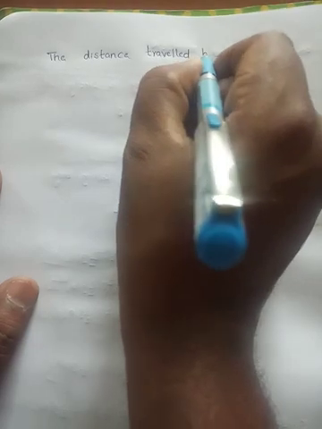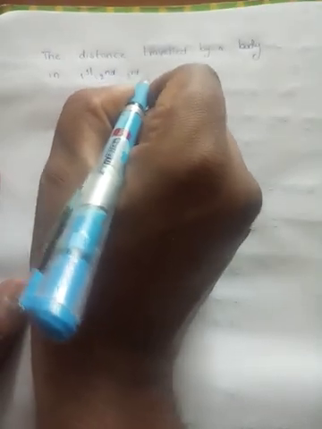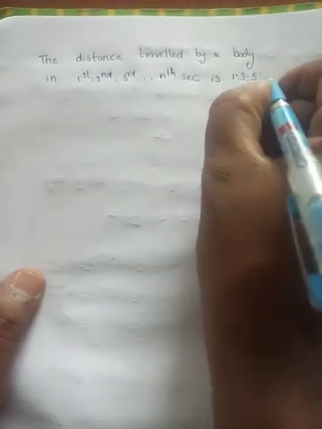Next, the same concept can be applicable for distance travelled by a body in nth second. Let us apply for that one. Same thing: the distance travelled by a body in first, second, third and so on nth second is 1 is to 3 is to 5, 7 and so on, 2n minus 1. So, same thing, distance travelled by body in nth second is what?